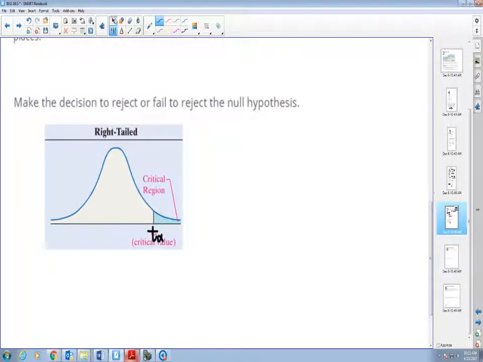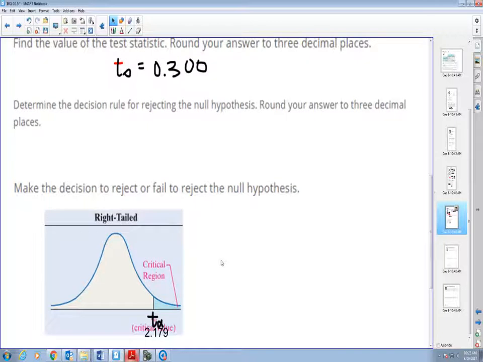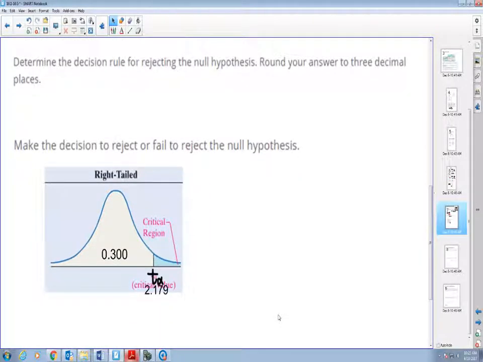2.179. So this is 2.179. That's my critical value t. Alright, so where does my test statistic, 0.300, fall? Does it fall in the critical region or fail to reject? 0.3 is a lot smaller than 2.179, so it falls in here. Our answer has got to be fail to reject the null hypothesis.